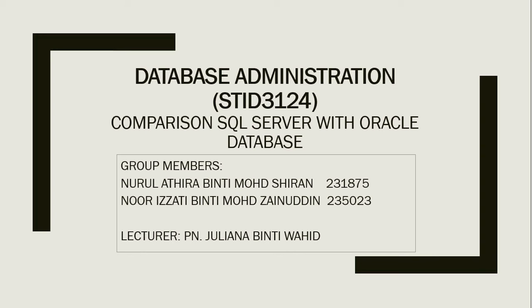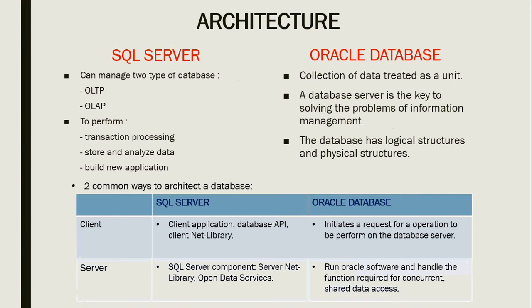In this video, we would like to present a comparison of SQL Server with Oracle database. The first comparison is about architecture. For SQL Server, SQL can manage two types of database. First, OLTP or Online Transaction Processing, and second, OLAP, Online Analytical Processing. SQL Server is used to perform transaction processing, store and analyze data, and build new applications.